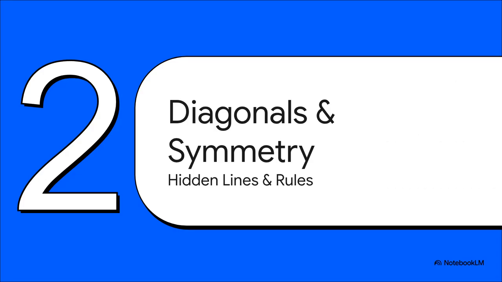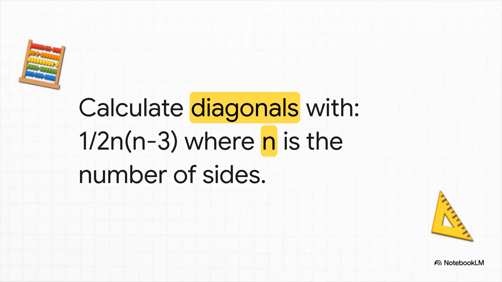Moving on to Section 2. Diagonals and symmetry rules. Let's uncover those hidden lines. So, a diagonal is just a straight line connecting 2 non-adjacent corners. But let's say you have a shape with 20 sides. You definitely don't want to be drawing and counting those lines manually.